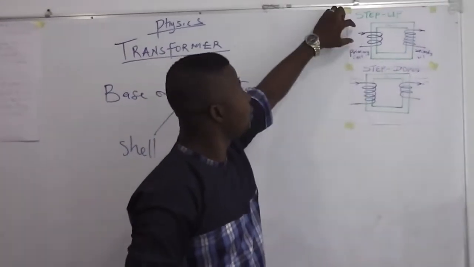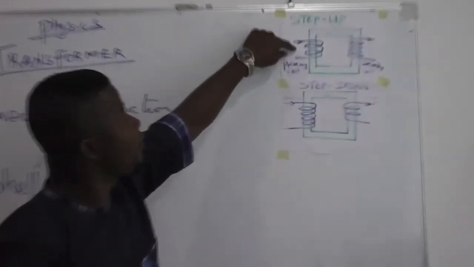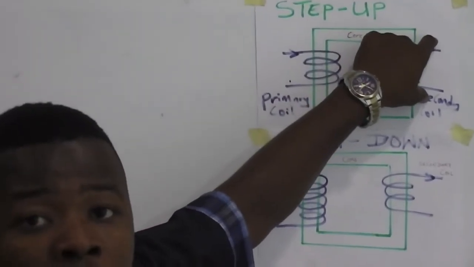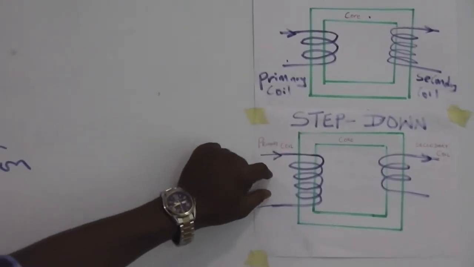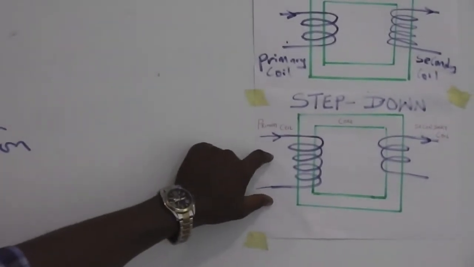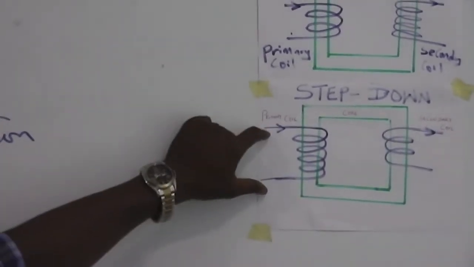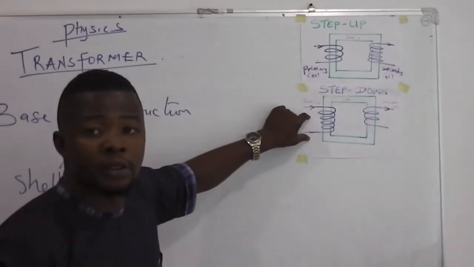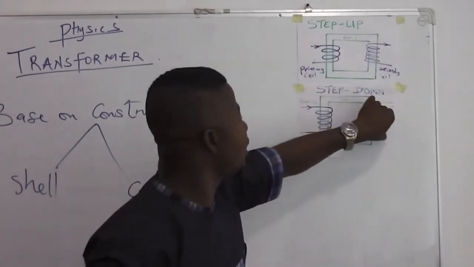Now take a look at the step-up transformer. We have a lesser number of turns in the primary. That means we have a higher current in the primary than in the secondary coil. Now for the step-down transformer, we have a higher number of turns in the primary than in the secondary. That means we have a lesser current here and a higher current there. High number of turns, high voltage and low current, while here, low number of turns, low voltage and high current.